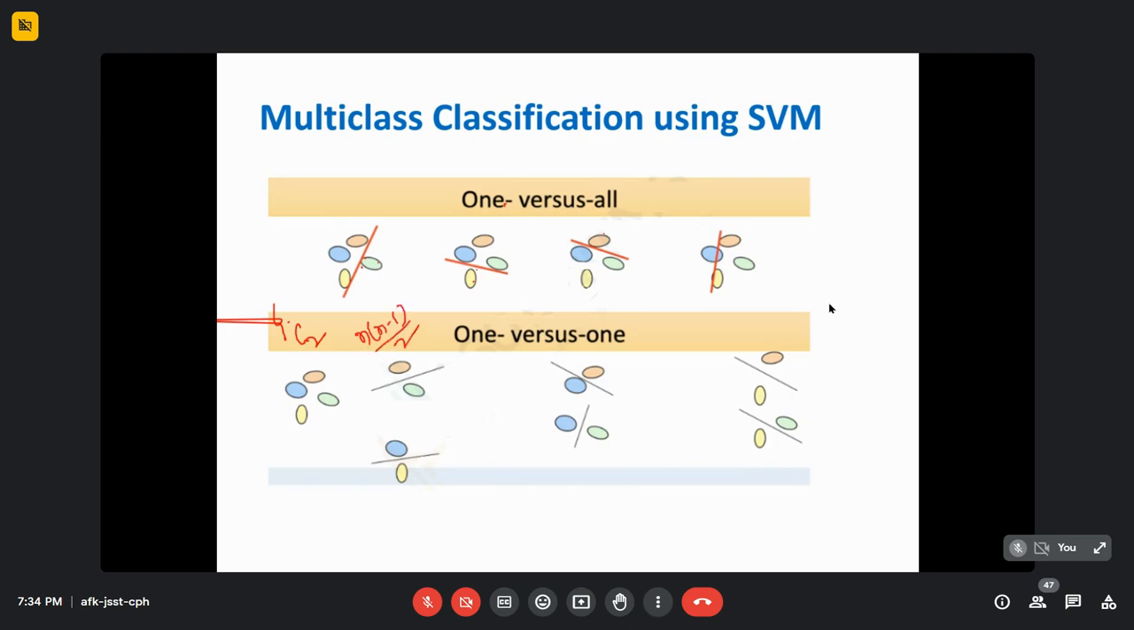So 4 into 3 upon 2. So how many combinations will be there? 6. So when you have 4 multi-classes, and if you want to get them in the form of combinations of 2, then 6 combinations will be made. And in this way, you have taken the multi-classes into binary classes. And the second thing is that you will just take the combined prediction of them.